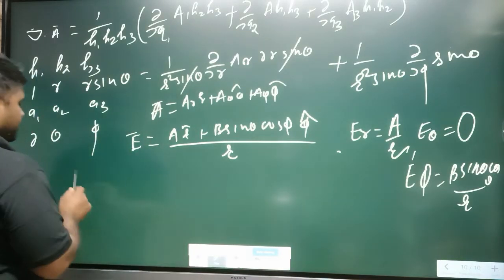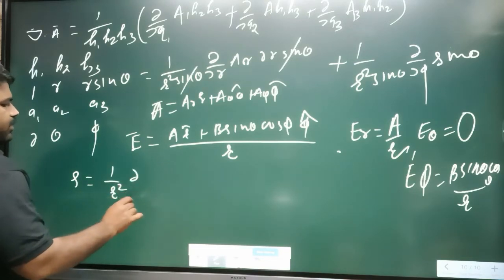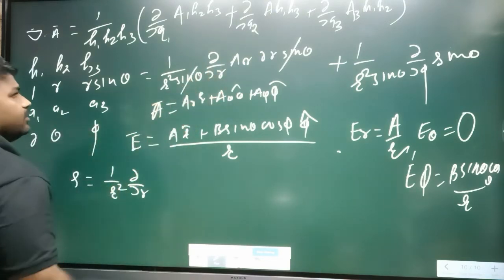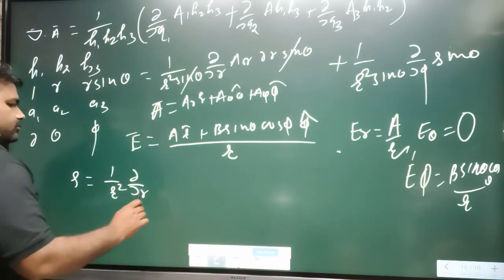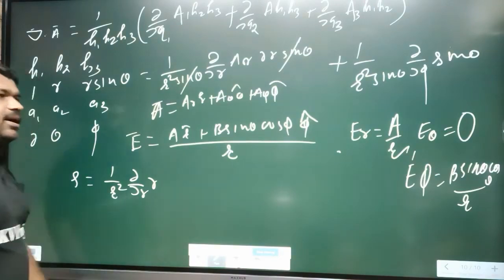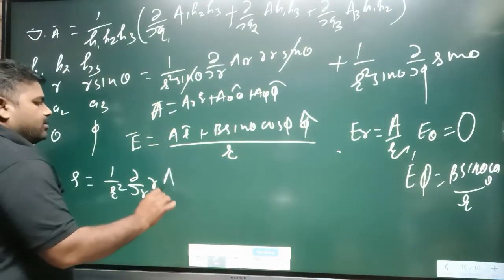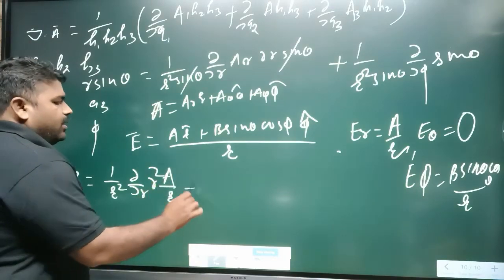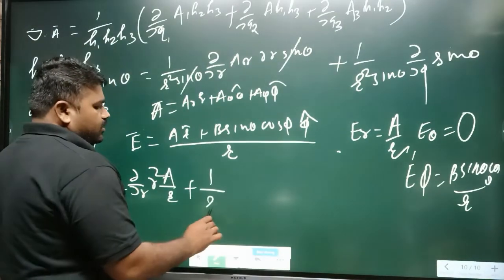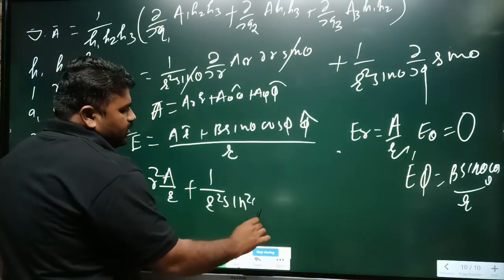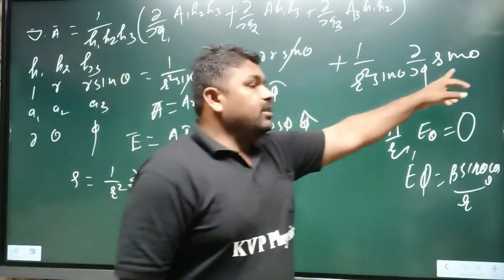Rho is equal to r part 1 by r square ∂/∂r into r square. What is the value of E_r here? E_r is equal to A by r. Then r square A by r plus 1 upon r square sin theta, 1 upon r square sin theta into ∂/∂phi, sin theta.